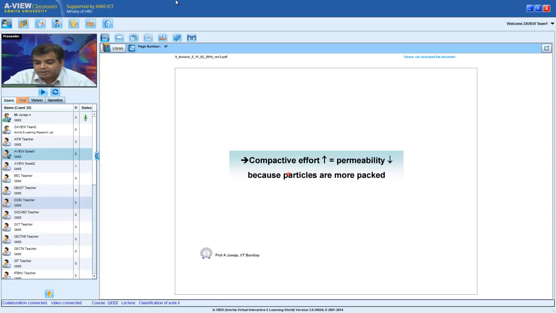This is just to put it in English. As the compactive effort increases, meaning you go from light compaction to heavy compaction, your permeability obviously will decrease because of the improved orientation of the particles, and more particles are packed.